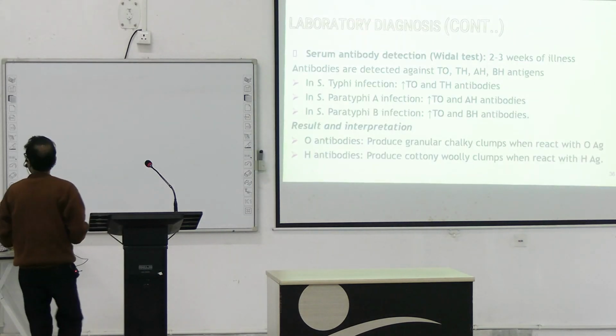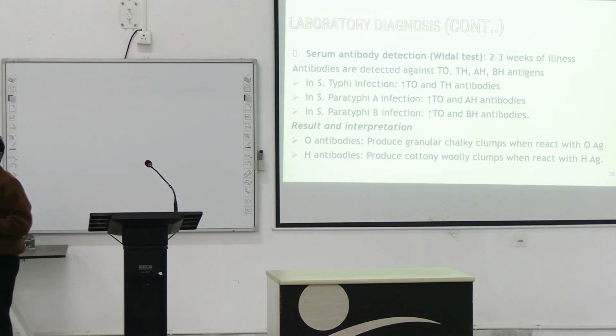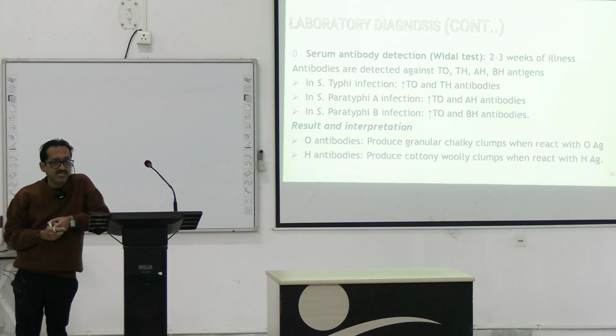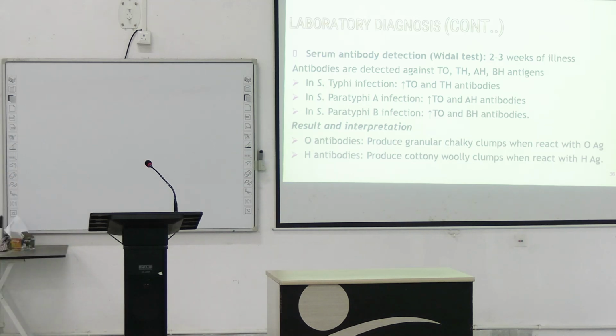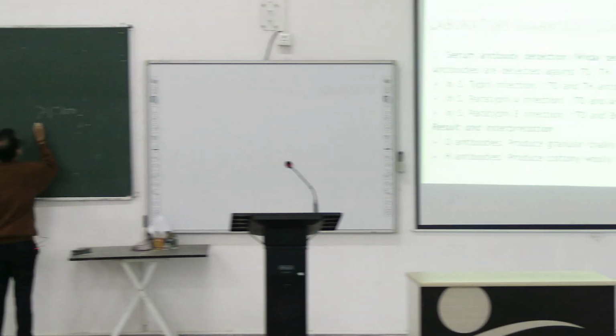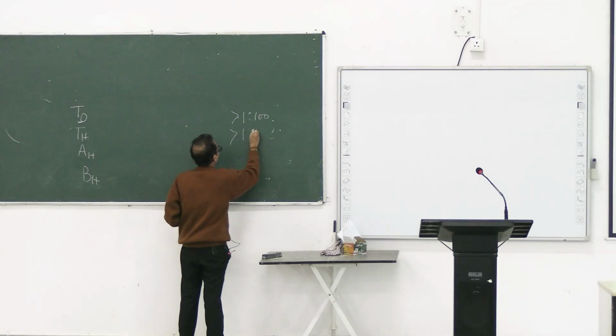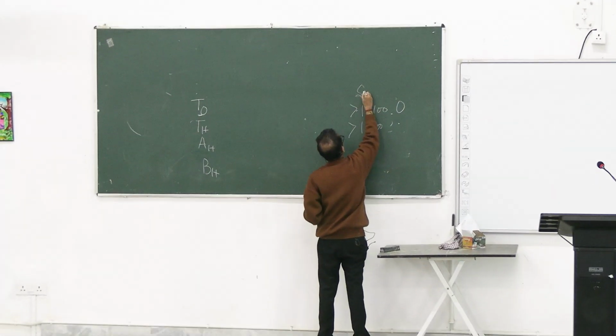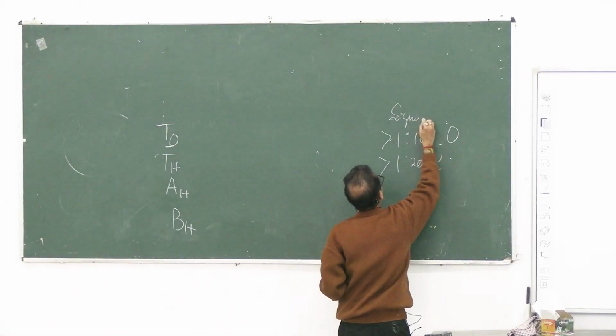Typhi O. Now, what is the endemic titer for typhoid in India? If you are asked in India, what is the significant titer for O and H? For O, the significant titer is more than 1:100, and for H, 1:200.